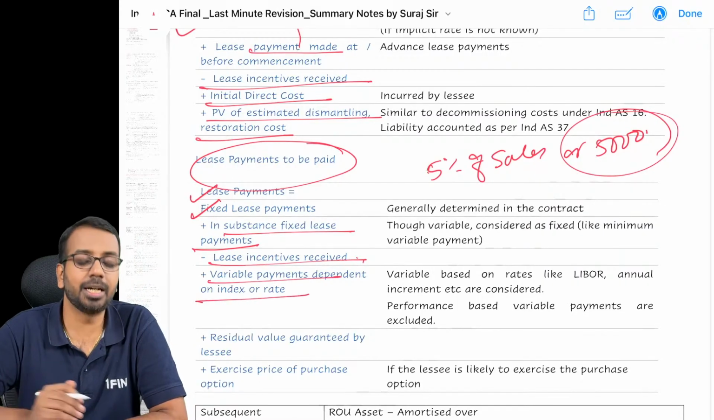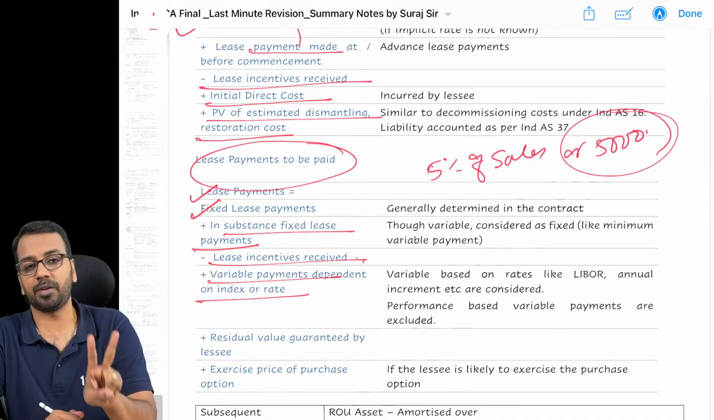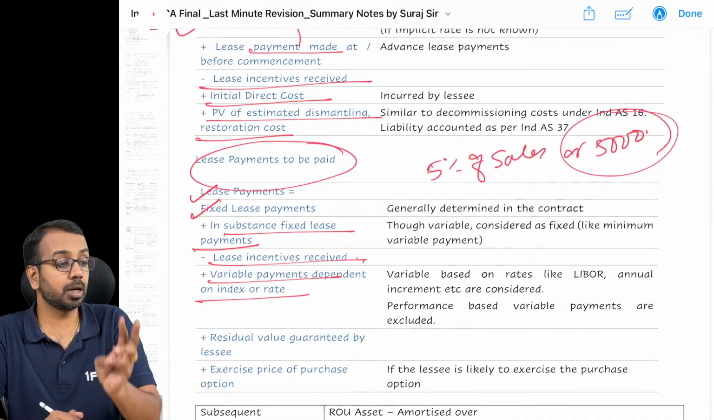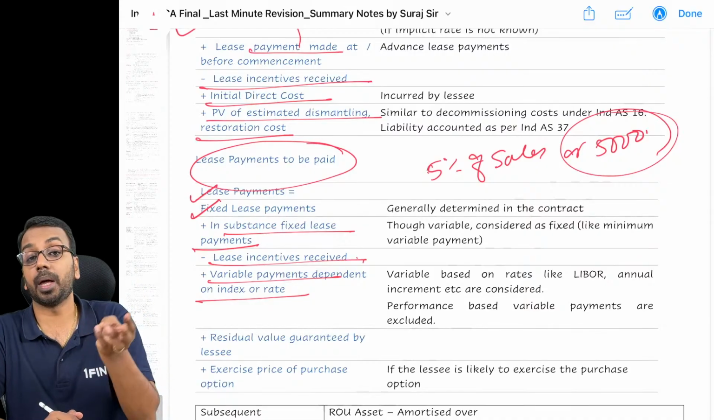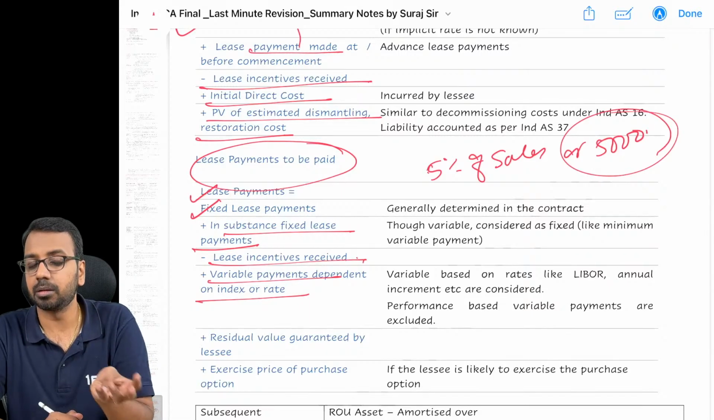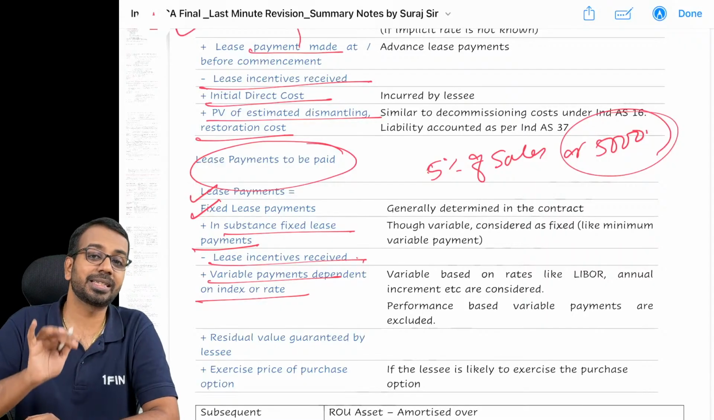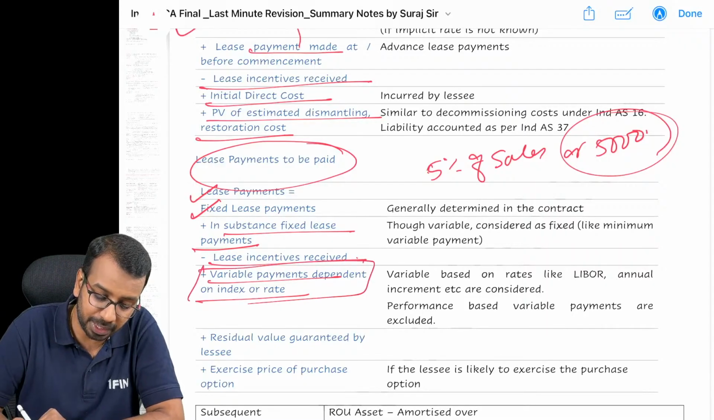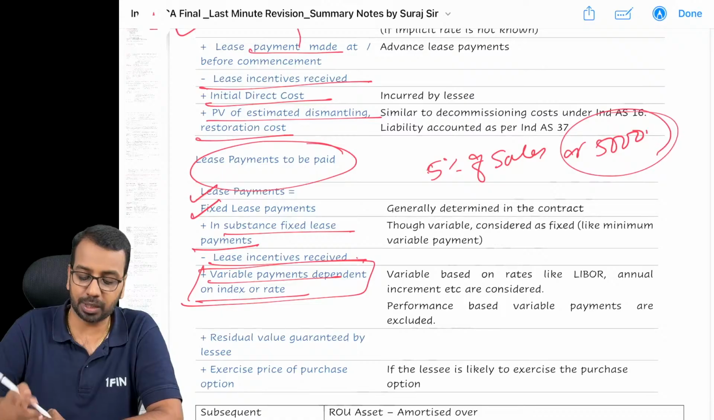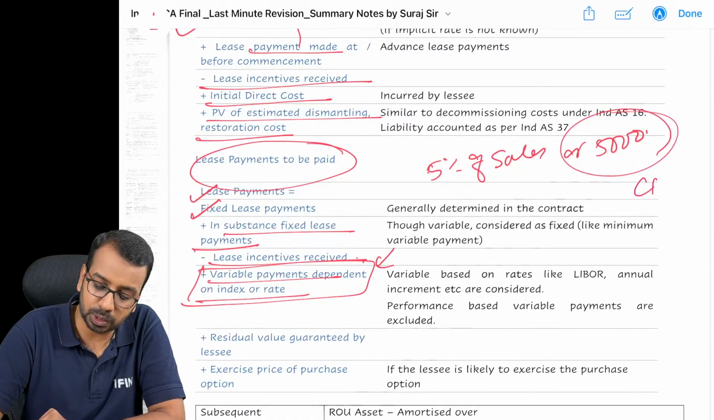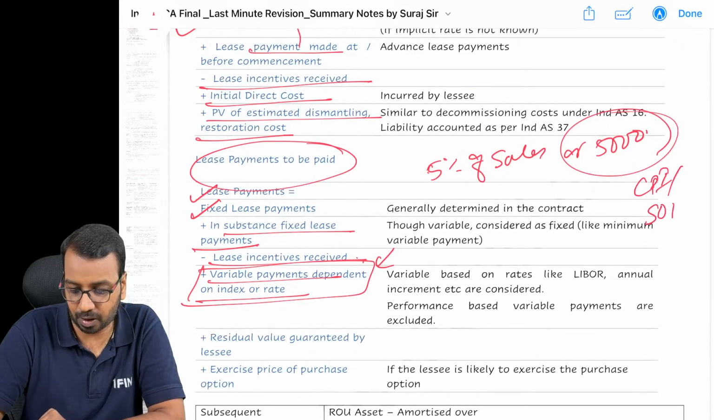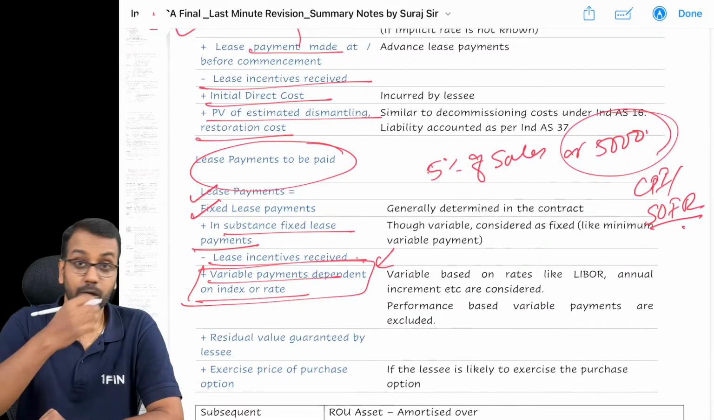Variable payment dependent on index or rate. There are two types of variable payment. One is dependent on the usage, on the output, on the sales. Okay, those are not considered as lease payment. So then what are considered as lease payment? Something which is dependent on index or rate. We'll see one question to that. Please ensure you revise both CPI based question and SOFR or LIBOR based question before your exams.